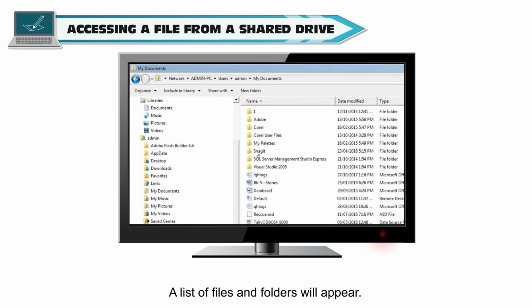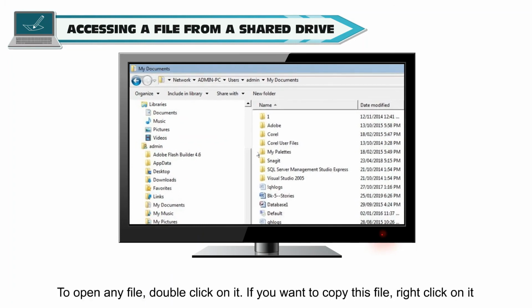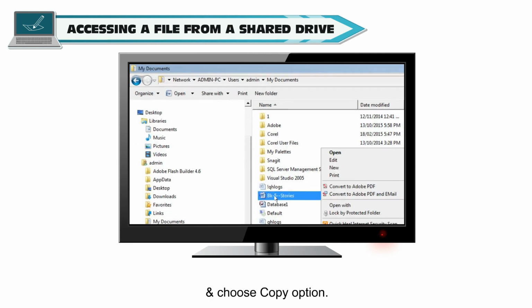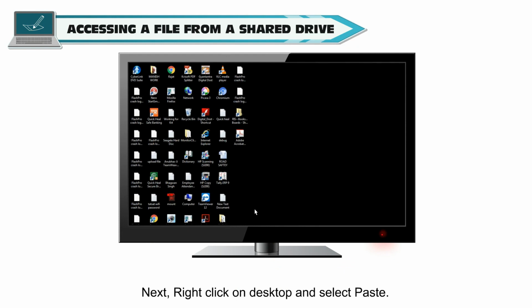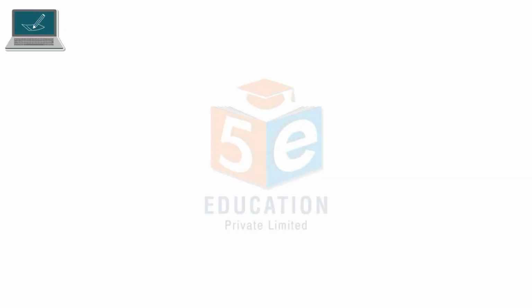A list of files and folders will appear. To open any file, double-click on it. If you want to copy this file, right-click on it and choose Copy option. Next, right-click on Desktop and select Paste. The file will be pasted on the desktop.